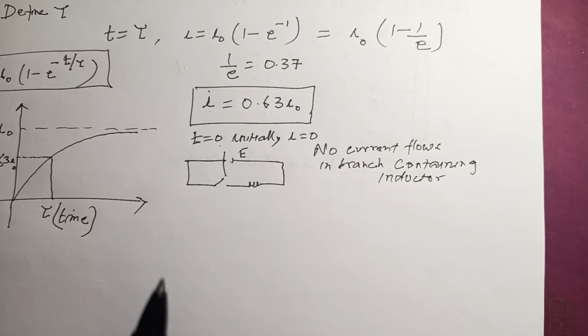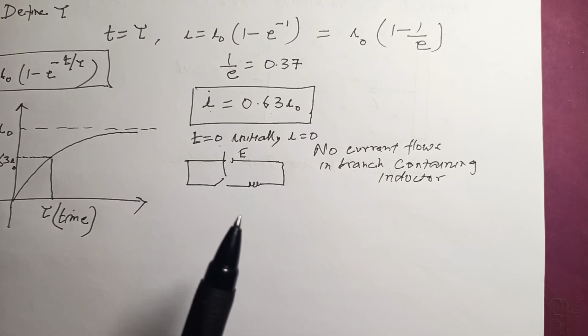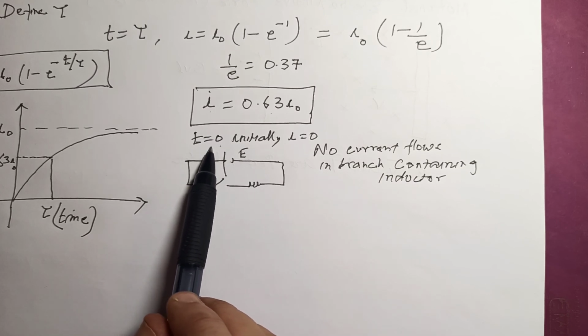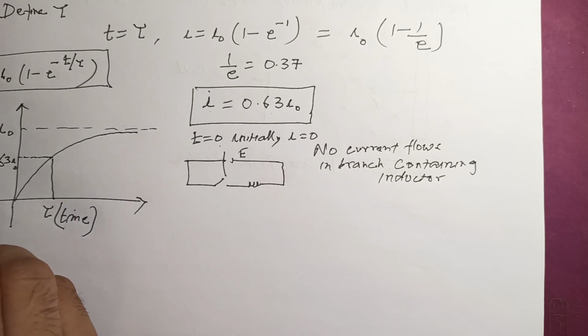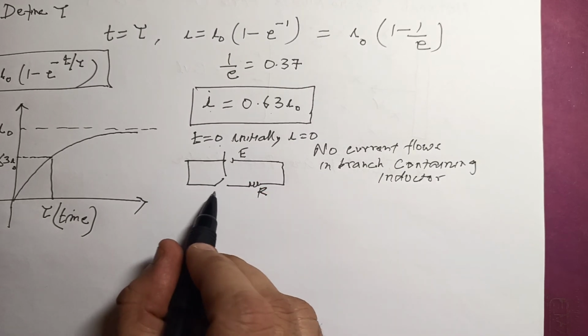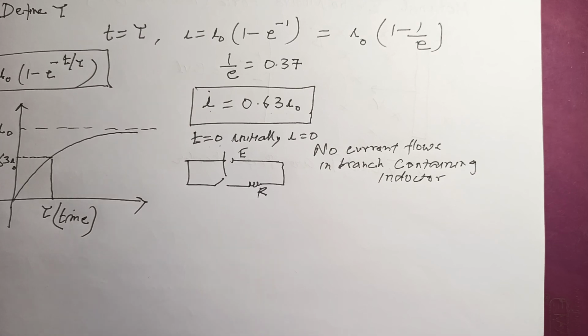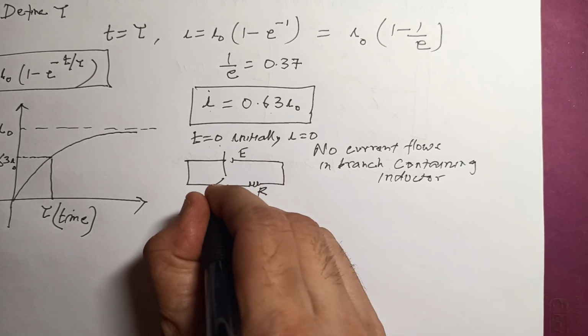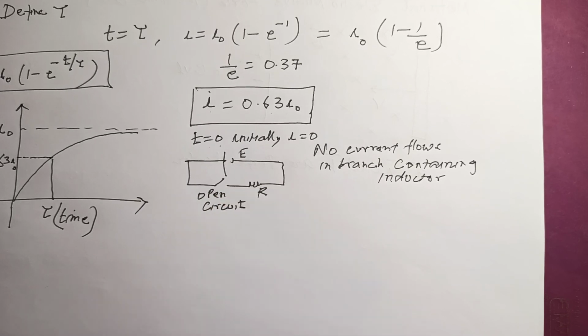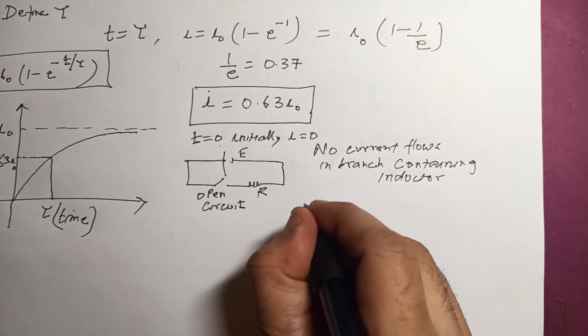Okay, very good. Let me reiterate it. So at t is equal to 0, I is equal to 0, this current is equal to 0. Okay, so the circuit would be something like this, and in place of the inductor it would be an open circuit. Okay, yeah.